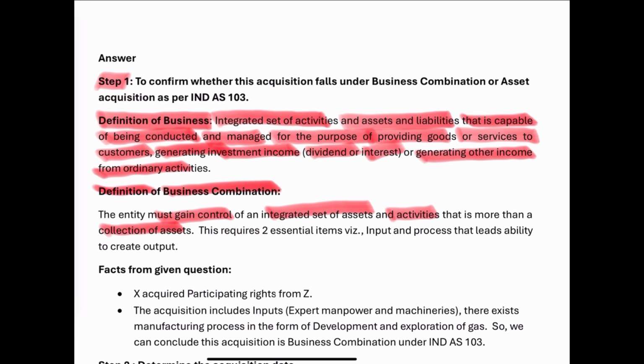Okay, so this essentially requires two items. One, the input and the process. So the set of activities means the input and process. So the control on input and the control on process needs to be taken over. And by taking over the control on input and control on process, eventually it takes over the ability to create the output. So it means the running business being taken over.